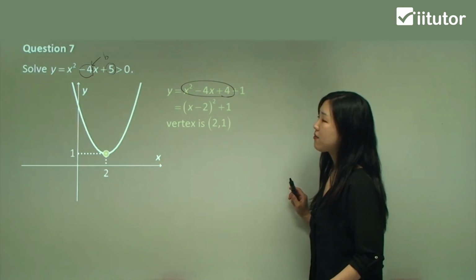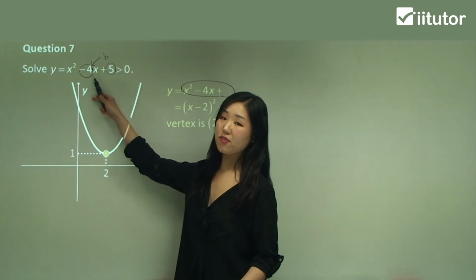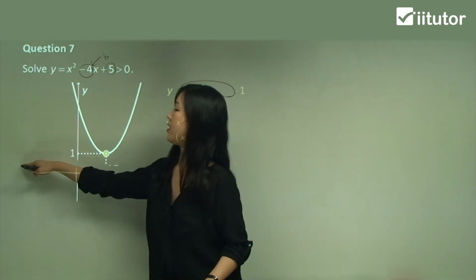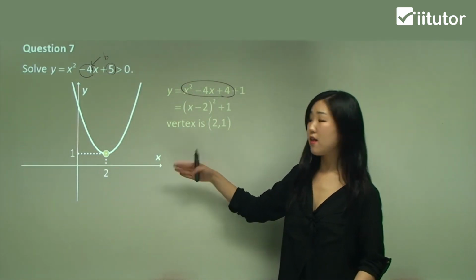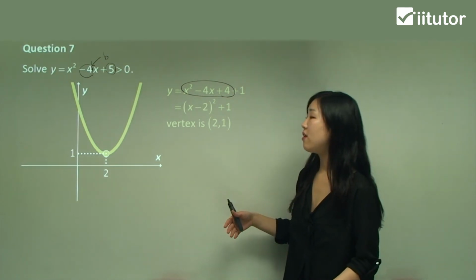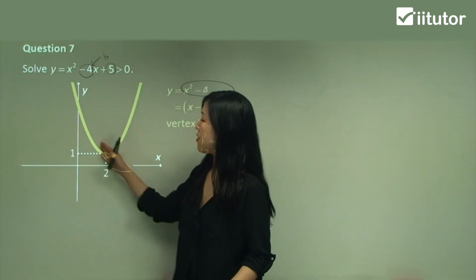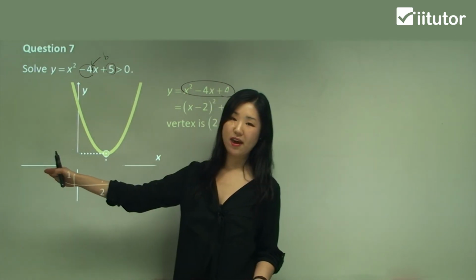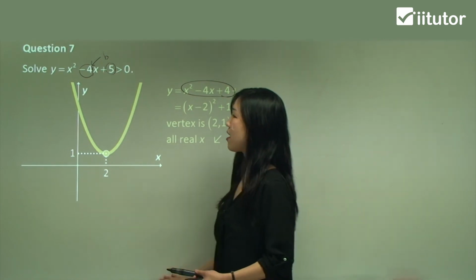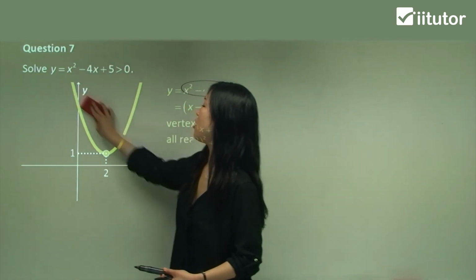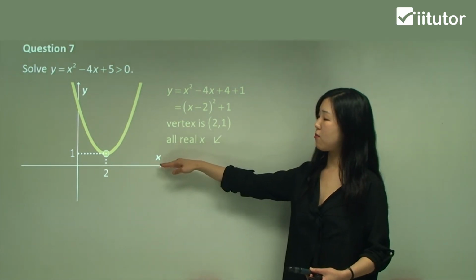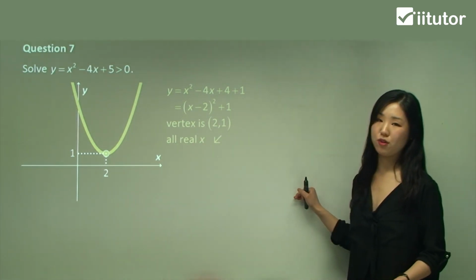So the question asks us to find where y is greater than 0. Now 0 is here, the x-axis. The whole graph is above 0, clearly, isn't it? So the x values that represent this part of the graph are everything on the x-axis, so we can say all real x. That's the solution, the whole thing, without any doubt, because I'm 100% sure that the graph is completely above y equals 0. It's going to be all solutions, all real x.